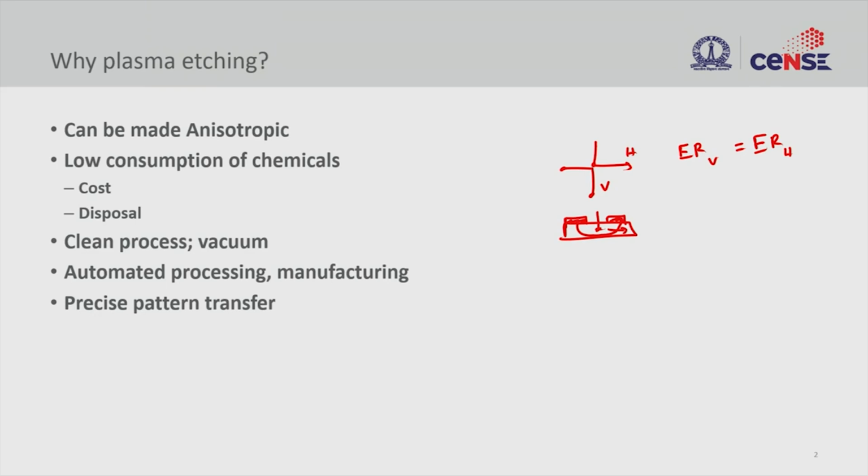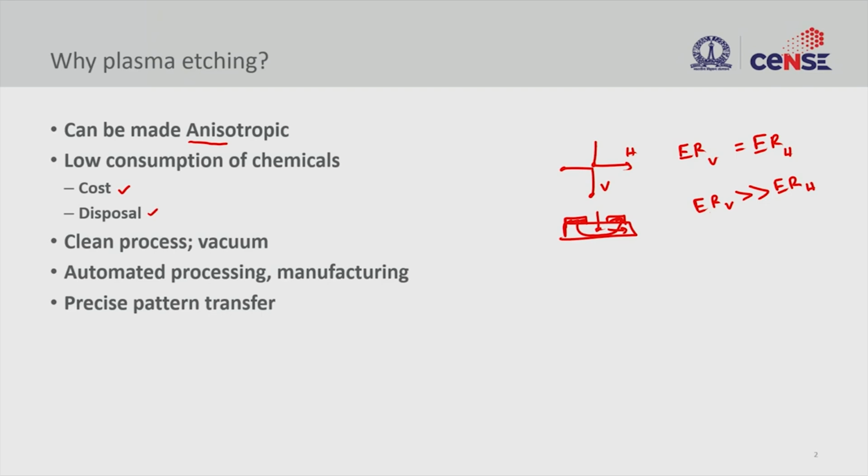So, in order to achieve sharp sidewalls, you need what is called anisotropic, that is, directional etch, where your vertical etch rate is much larger than your horizontal etch rate. This is what you would like to achieve, and it is achievable in a plasma etch process. The next thing is that the consumption of chemicals can be controlled. Because you are using a chamber, we can control the chemical consumption, which directly results in cost reduction, and a controlled disposal of these chemicals can be done.